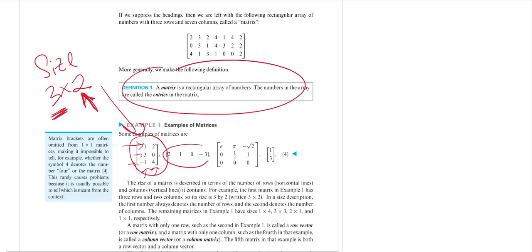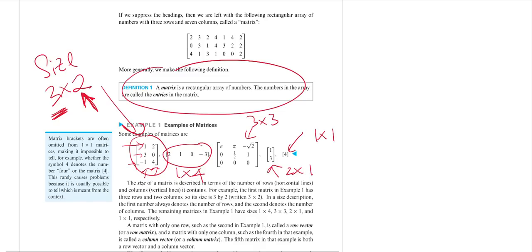So for example, this will be a 1 by 4 matrix: 1 row and 4 different columns. And this will be a 3 by 3 matrix, 3 rows and 3 columns. And this will be a 2 by 1 matrix, and this will be a 1 by 1 matrix.